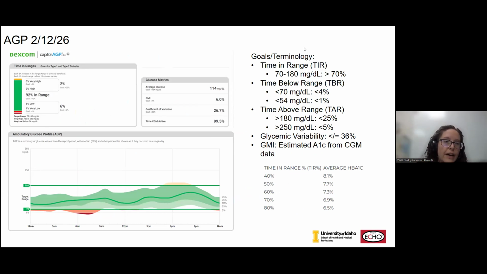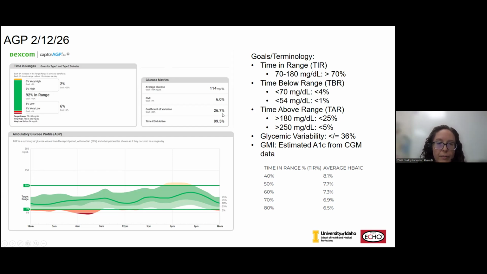So we see that we have some terminology listed here. The time in range is the time the patient spent with the CGM on between 70 and 180 milligrams per deciliter. It's recommended that it be greater than 70%. The time below range, so less than 70 and less than 54, we want those less than 4% and less than 1% respectively. The time above range, greater than 180 and greater than 250, we want those less than 25% and less than 5% respectively.